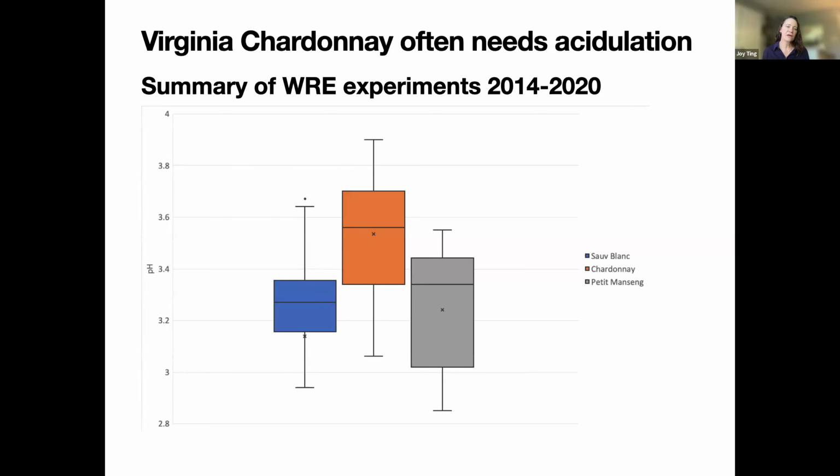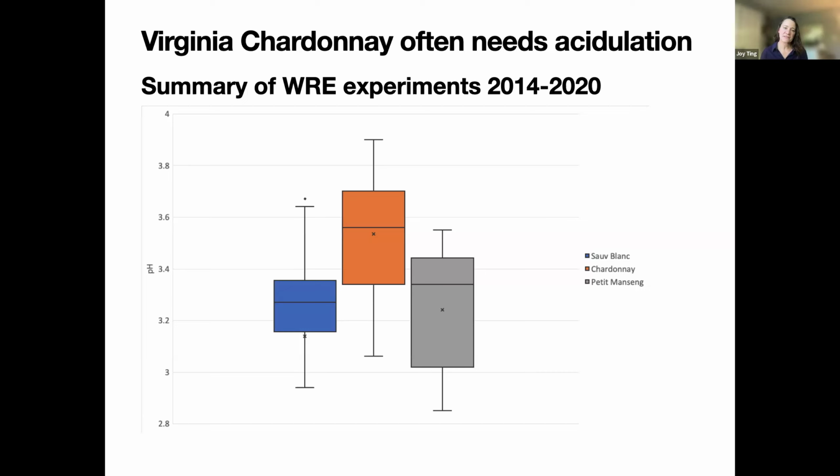So if we look at all of the Chardonnay that came into WRE experiments between 2014 and 2020, the average pH at juice was about 3.5. And as Corry said, once you get all the way through fermentation, that's probably going to climb up a little bit more, especially if you go through malolactic. So it's not uncommon to need to be acidulating at that point.